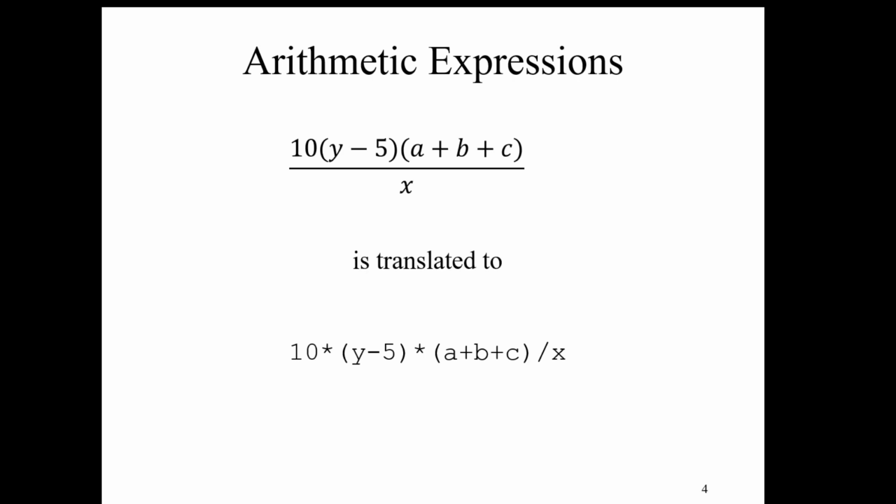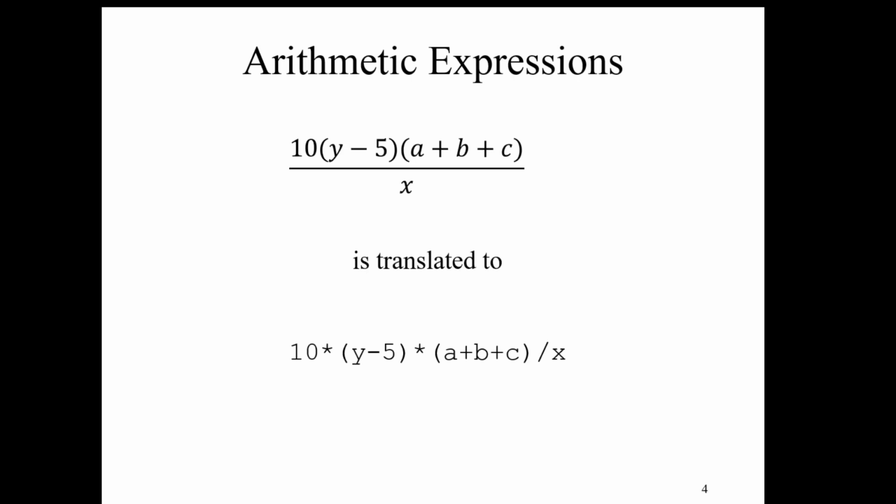The multiplication operator in Java is the star symbol. So 10 times y minus 5 is written as 10 star y minus 5. Y minus 5 is inside a pair of parentheses because y minus 5 has to be calculated before the result can be multiplied by 10. So whenever you want an operation to be done before anything else, you have to put that inside a pair of parentheses.